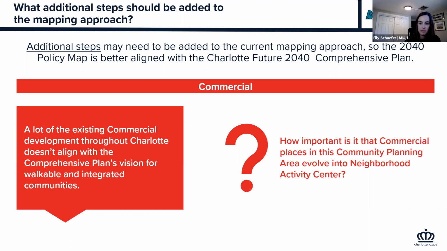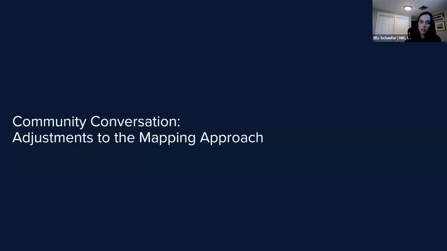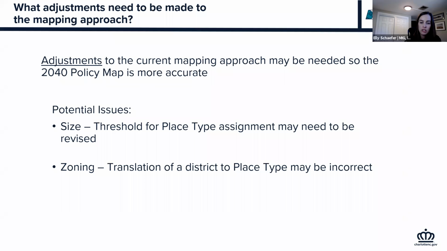Okay, thanks for all the responses. So finally, let's talk about any concerns you have with the draft map itself. By talking through the specific concerns, we expect we'll be able to identify adjustments to the mapping approach to help make the next draft map more accurate. So what adjustments need to be made to the mapping approach?